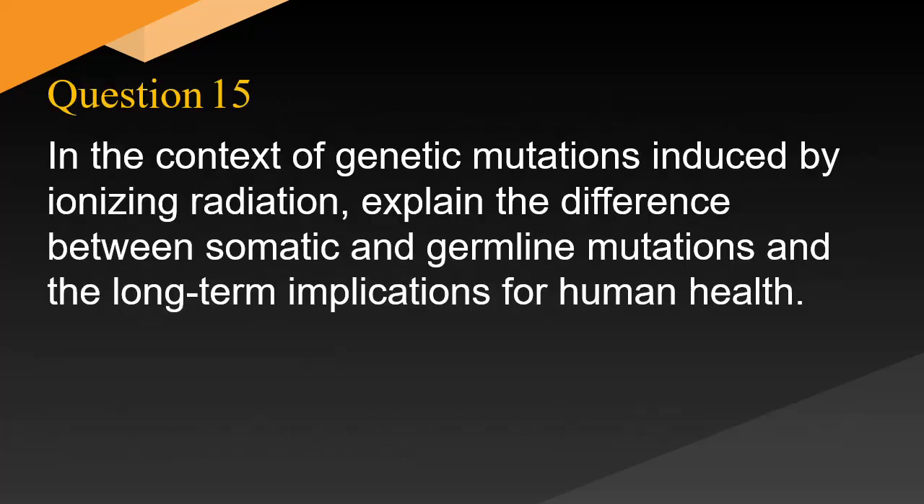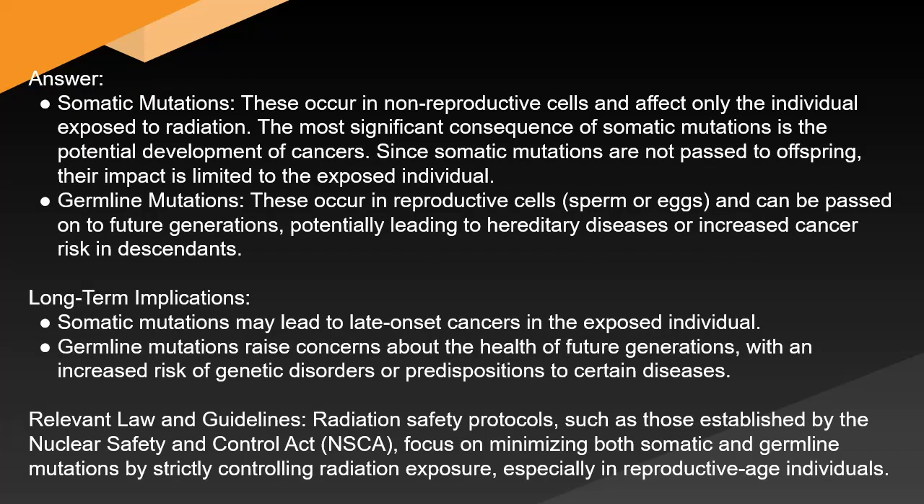In the context of genetic mutations induced by ionizing radiation, explain the difference between somatic and germline mutations and the long-term implications for human health. Answer: somatic mutations. These occur in non-reproductive cells and affect only the individual exposed to radiation. The most significant consequence of somatic mutations is the potential development of cancers.